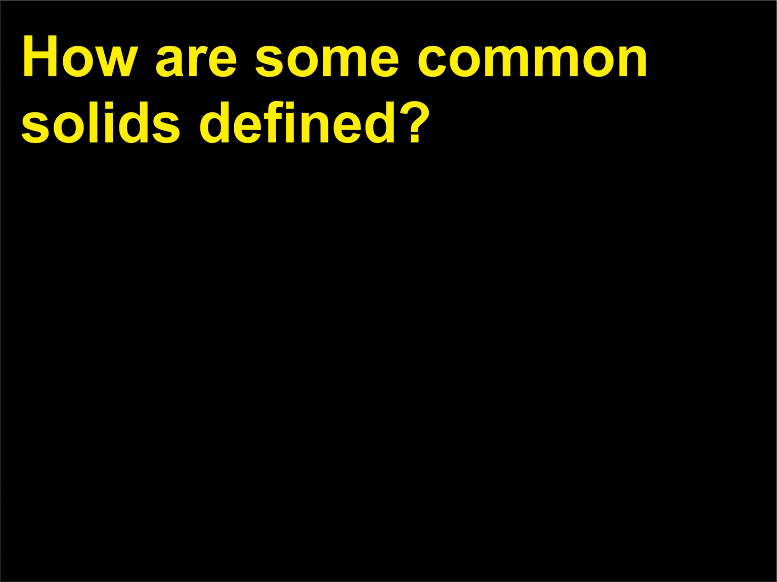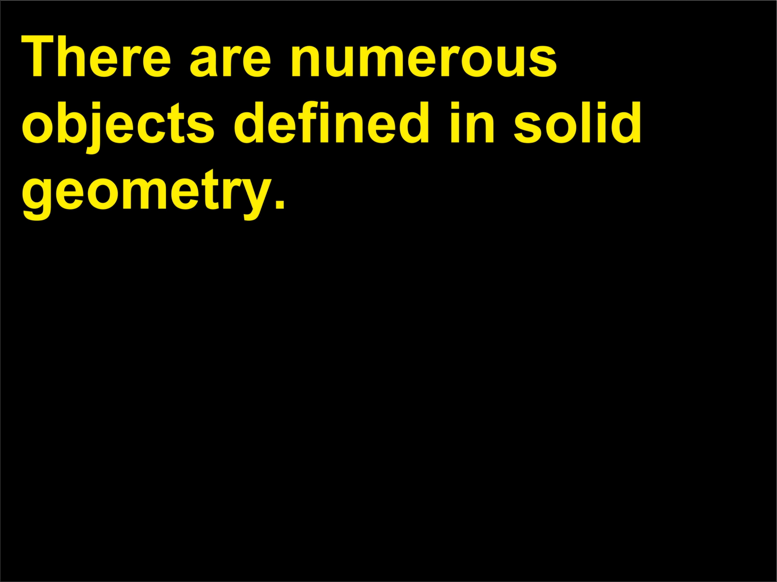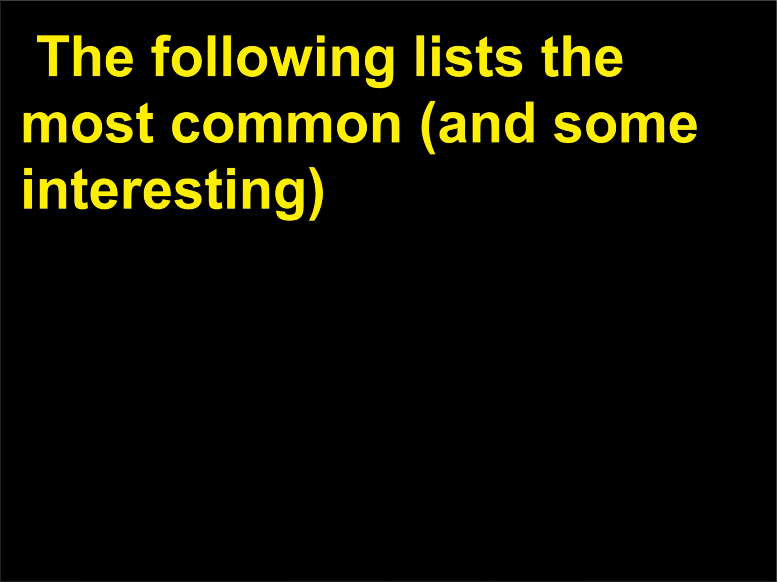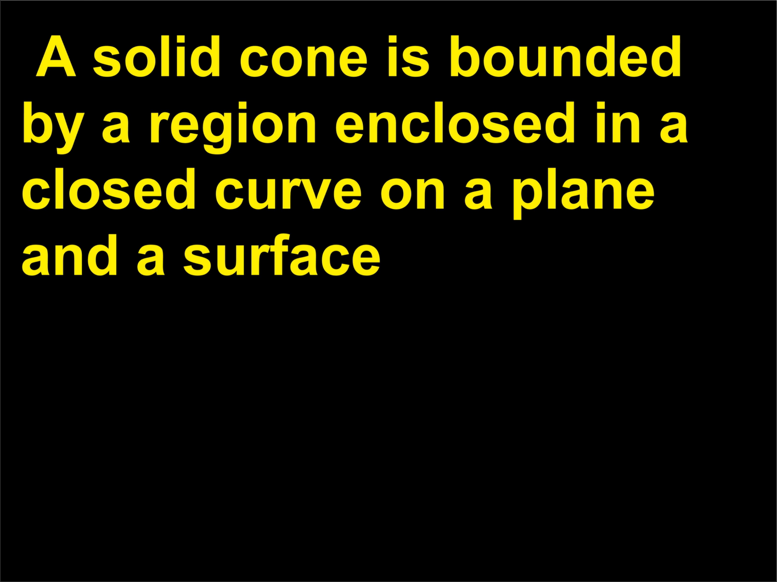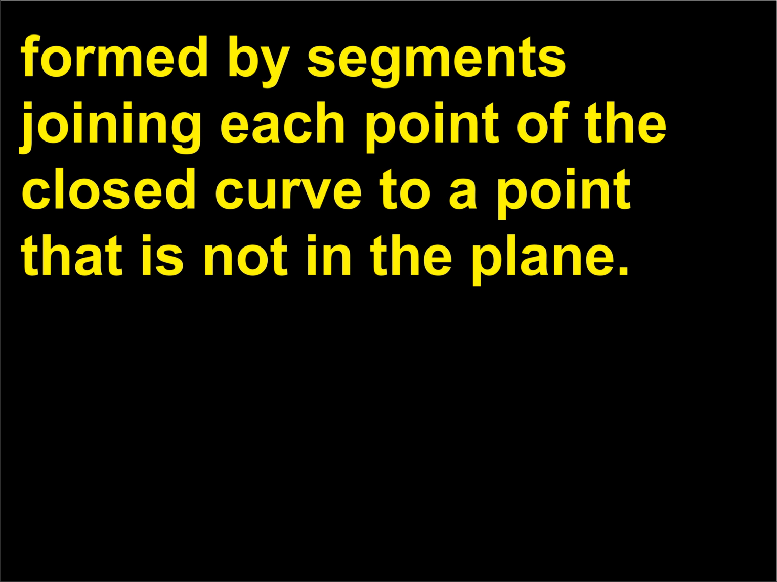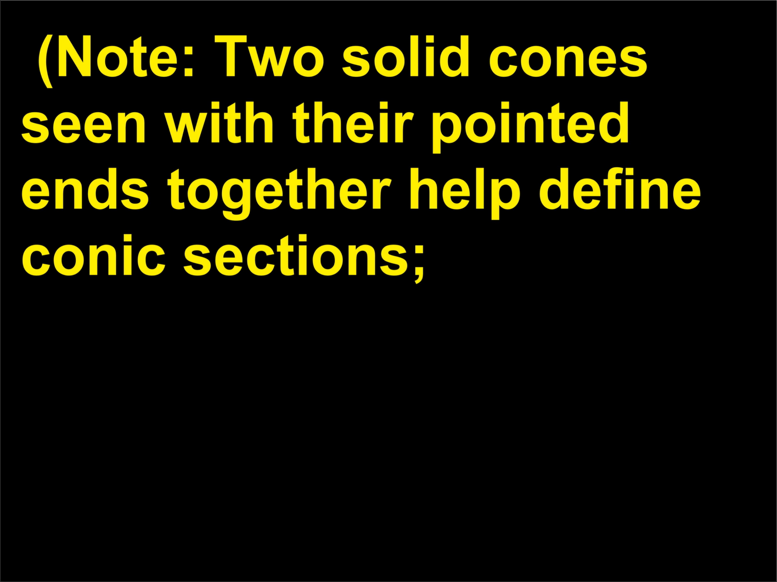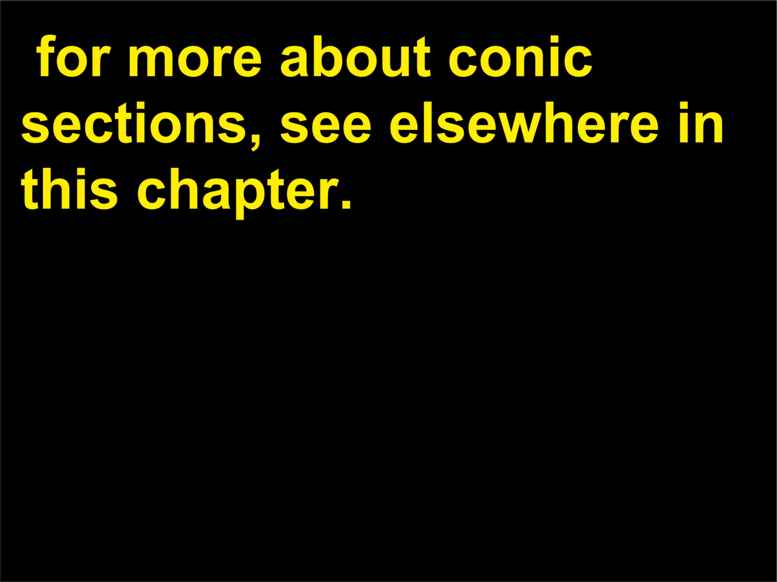How are some common solids defined? There are numerous objects defined in solid geometry. The following lists the most common, and some interesting. 1. Cone. A cone can be both a surface and a solid. A solid cone is bounded by a region enclosed in a closed curve on a plane and a surface, formed by segments joining each point of the closed curve to a point that is not in the plane. Note, two solid cones seen with their pointed ends together help define conic sections. For more about conic sections, see elsewhere in this chapter.